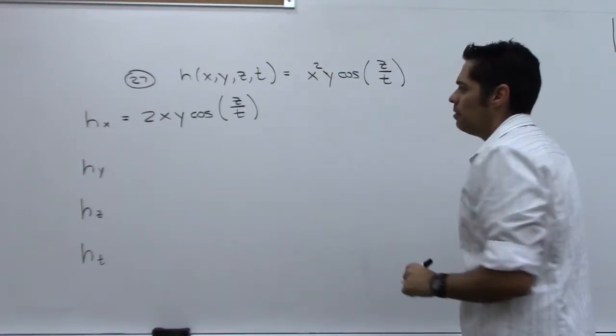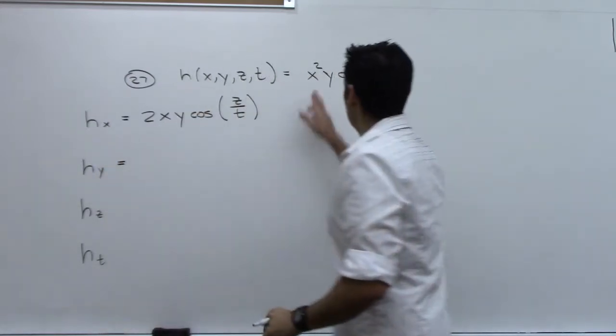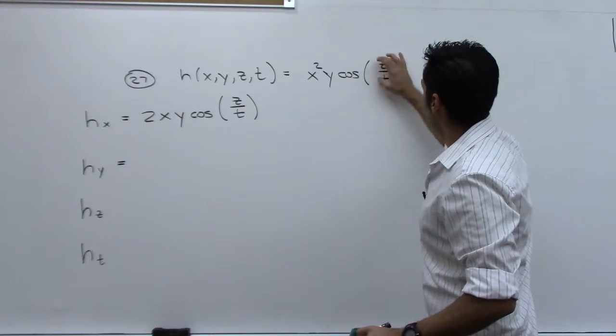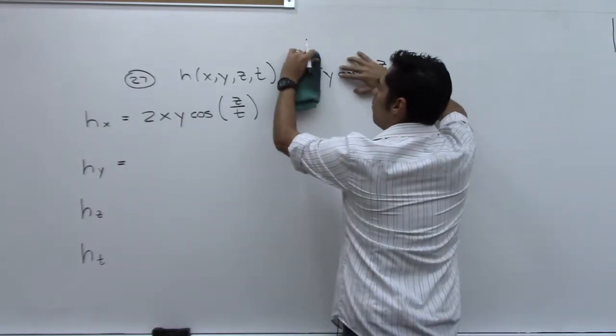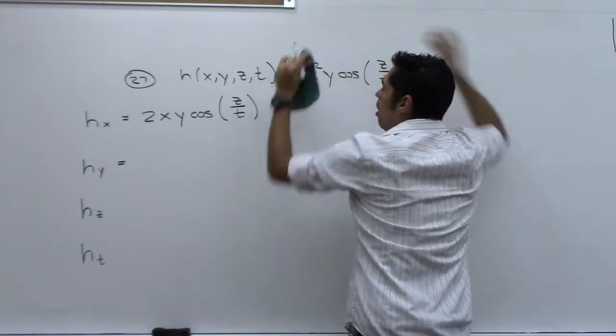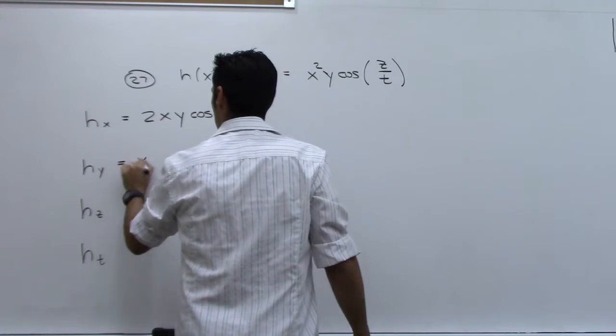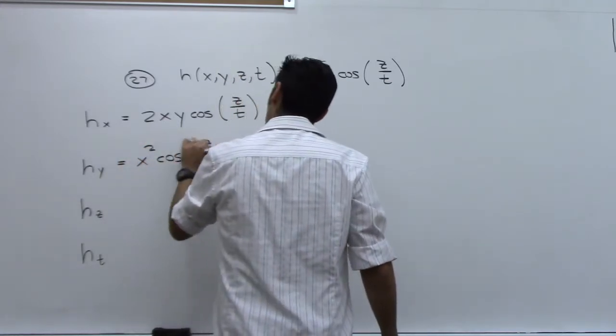Now let's do partial h with respect to y. So I treat the x squared like a constant. This is a constant. Cosine of a constant is a constant. So everything is a constant except that y. Derivative of y is 1. So it's basically gone, and all you have is everything else that's left there. X squared cosine of z over t.